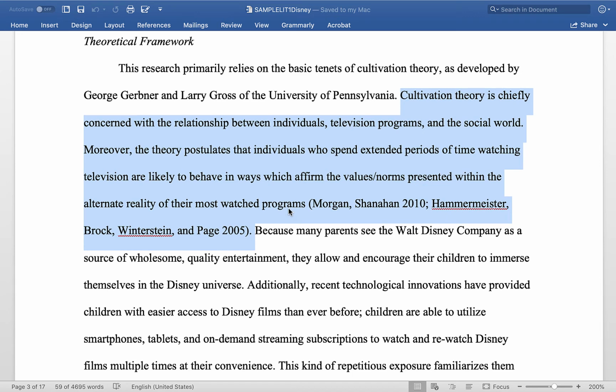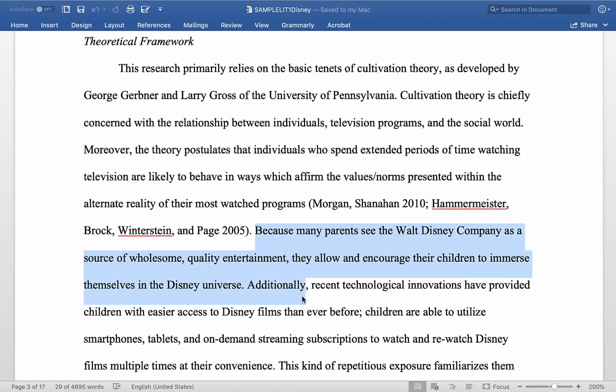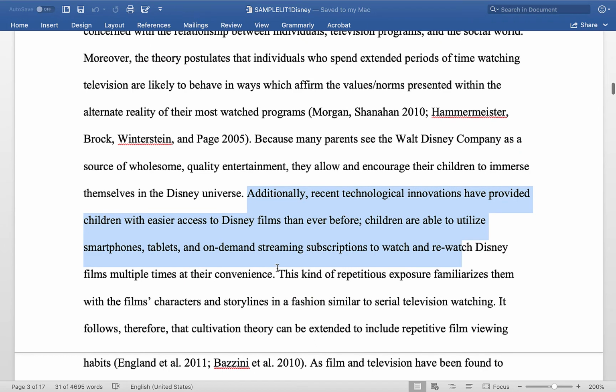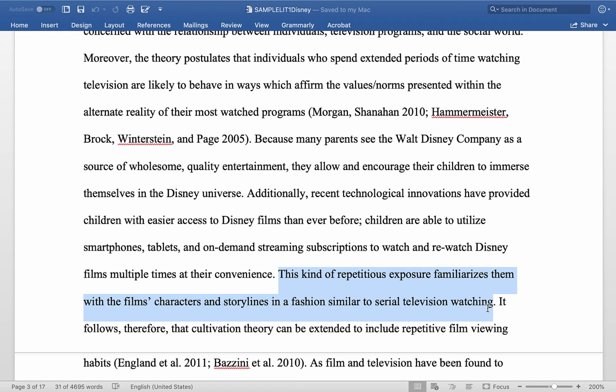So what does that have to do with your paper? Well, here's how she explains it. Because many parents see Walt Disney Company as a source of wholesome quality entertainment, they allow and encourage their children to immerse themselves in the Disney universe. And then she continues talking about how nowadays you can stream it on a tablet. So it's even more convenient than my childhood where you had like 3 VHS tapes, and that was it. So she talks about the repetition, and that it familiarizes them with the Disney world.